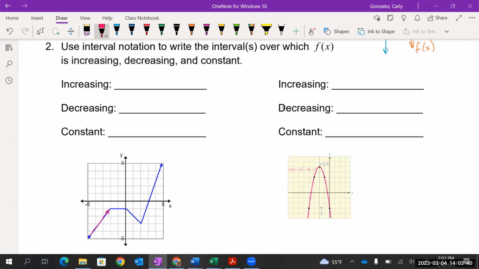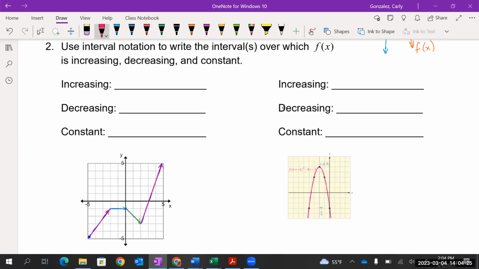Okay, and then we're looking for another section. Look at this middle section here: as I move left to right, I'm staying the same. I'm not going up, I'm not going down. So that's going to be where it's constant. Let's look at that next window. Here, as I move from this left side to the right side, I am going downward. So that will be decreasing. And let's keep going. That last piece, as I move from the left to the right, again, I'm going up.